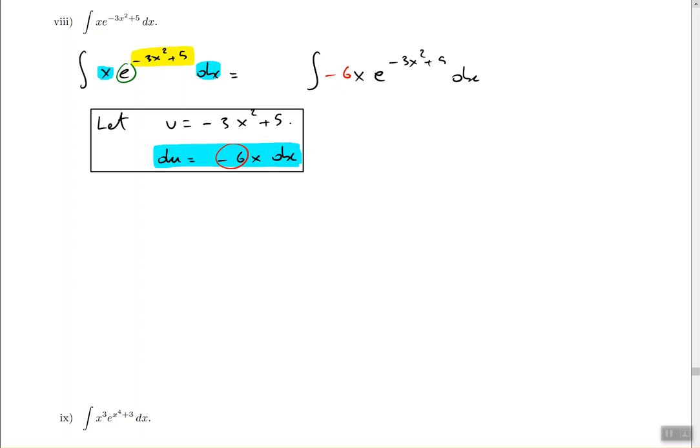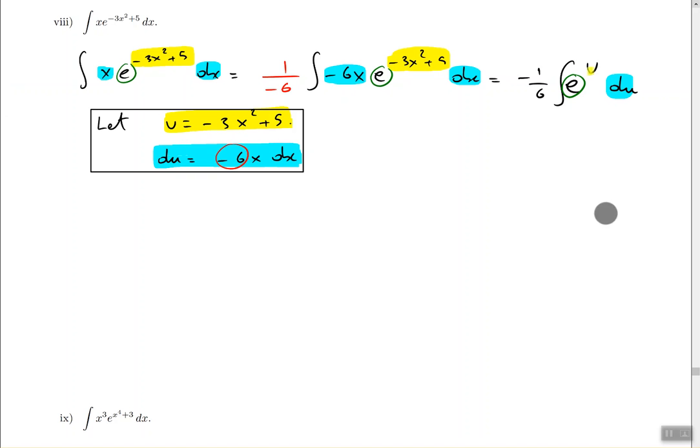And since I'm multiplying by negative 6, to keep it balanced, I'm going to put negative 6 on the denominator. That way everything stays balanced. And keep in mind that the negative 3x squared plus 5 is going to be replaced with the variable u. So let's make the changes next. The negative 1/6 on the outside is going to stay there. There's nothing we can do about that. Now the negative 6x and the dx together get replaced with the du. The e stays, that's the base, and the exponent becomes the variable u, because we said that u replaces negative 3x squared plus 5.